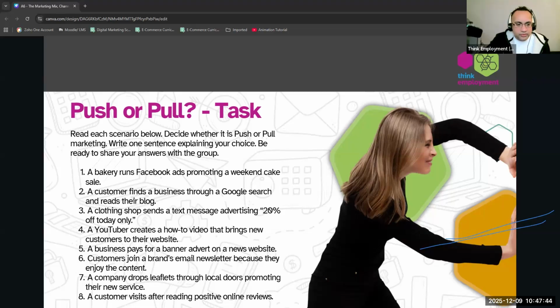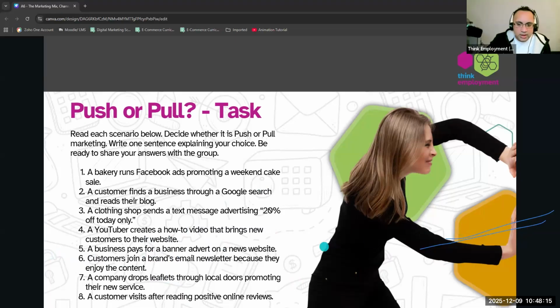Holly, number 4 is pull. Why is it a pull? Because it's not advertised, it's someone looking at a how-to video and then going, oh, I'll check their website out as well. Brilliant. So it's obviously creating value, and slowly that person will find a product. It could be a course or something like that. Brilliant. Let's see who else we've got.